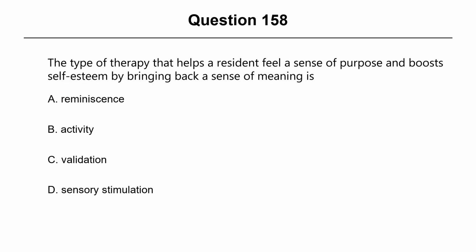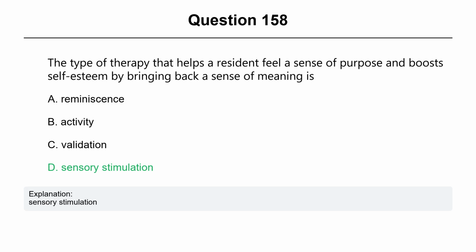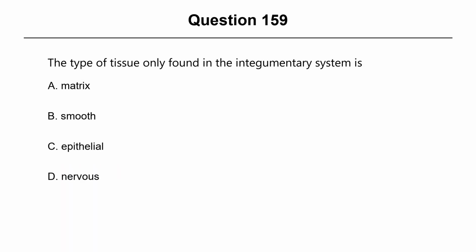The type of therapy that helps a resident feel a sense of purpose and boost self-esteem by bringing back a sense of meaning is option A, reminiscence, option B, activity, option C, validation, option D, sensory stimulation. The correct answer is option D, sensory stimulation. Sensory stimulation. Question 159.